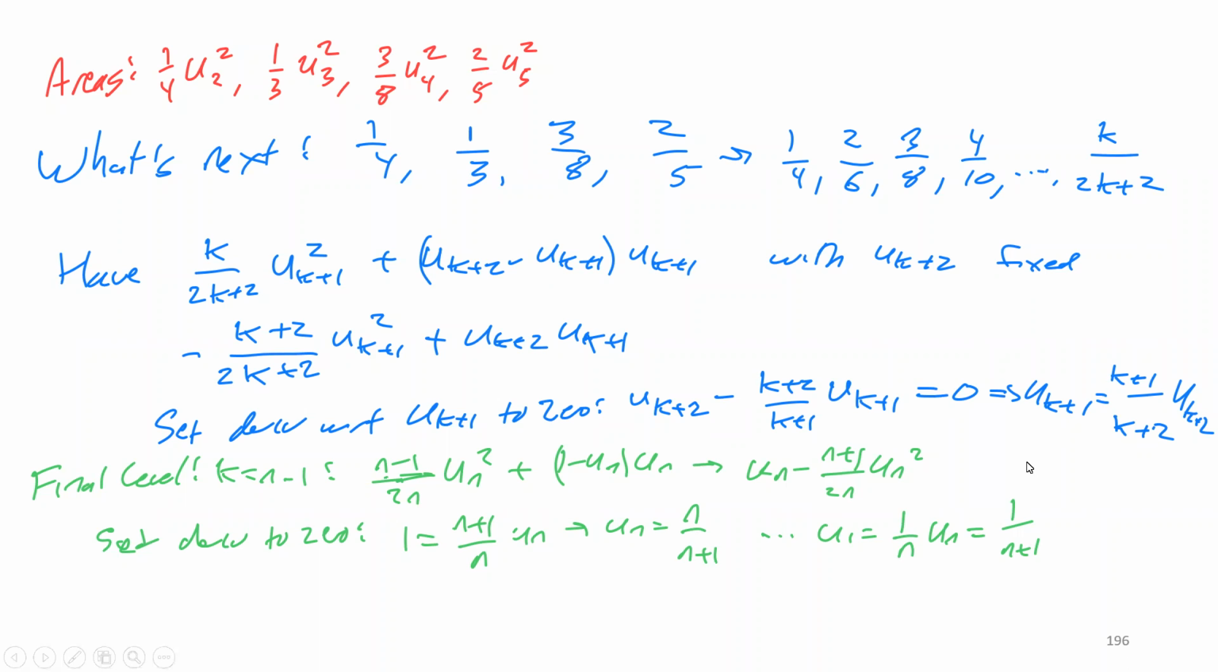It's now just going to be 1 over some integer times the first one. The only thing that gets a little bit different is at the very final stage, where k equals n minus 1. We'll have (n minus 1)/(2n) u_n squared plus (1 minus u_n) times u_n, because we now have a 1 rather than a new variable. When we take the derivative, we get 1 equals (n plus 1)/n times u_n, or u_n is n over n plus 1. So u_1 is 1 over n times u_n, or just 1 over n plus 1. And so we see they all have the same height, and that height is just 1 over 1 more than the number of rectangles.